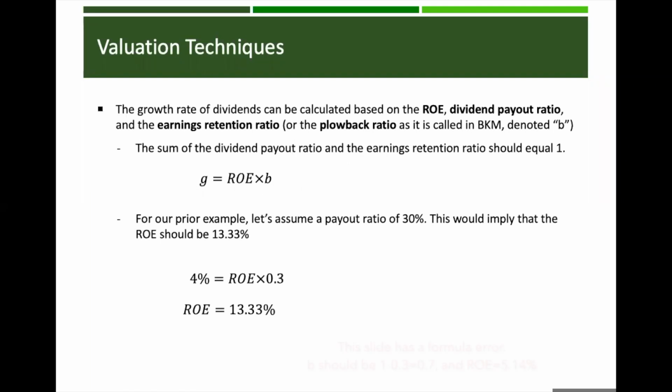Now, there are some shenanigans that can go on. The growth rate of dividends should be equal to, and again, Bodie and Marcus do this in the book, return on equity times what they call the earnings retention ratio, which is 1 minus the dividend payout ratio. What's the percentage of profit that the company keeps in retained earnings and does not pay out in dividends to shareholders?